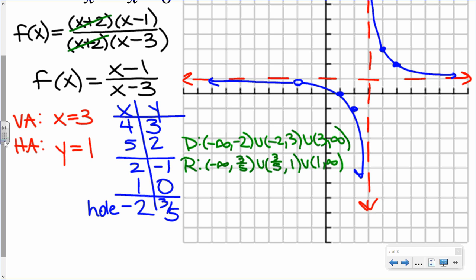All right, you have a book assignment. It is very important that you do these problems, especially the ones that have holes. That's the new thing today that I taught you. You need to practice it. Okay? Tomorrow, we're going to go over your homework, and then we are going to talk about what happens when our numerator has a larger degree than the denominator.